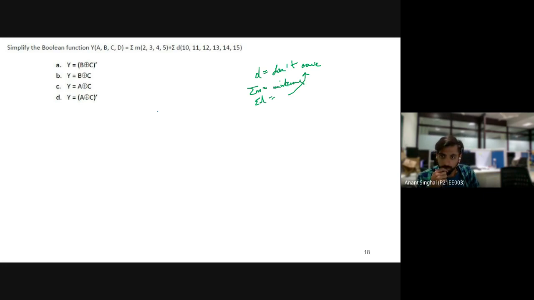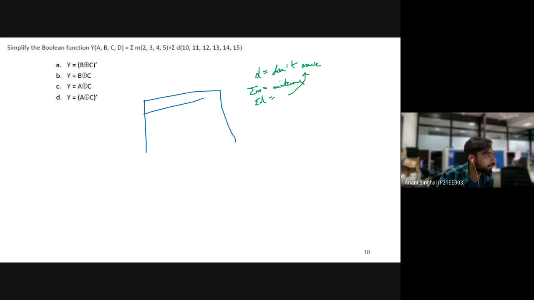Okay, B plus C. Okay, fine. So I got most of the answers as B only. So let's check if you all are correct or not. So make a K-map.